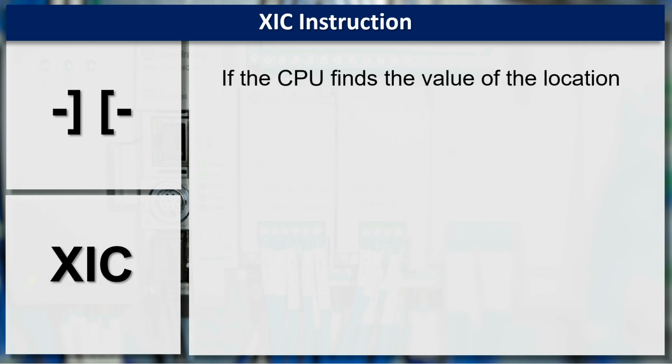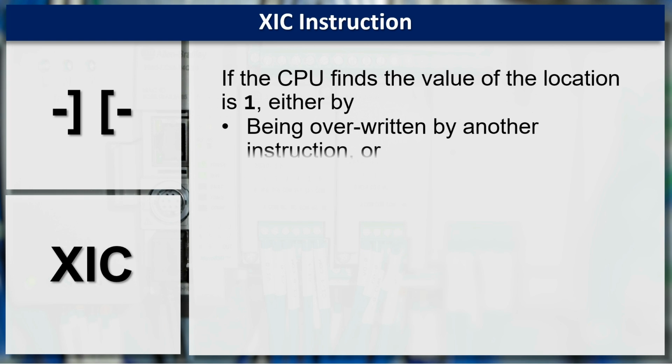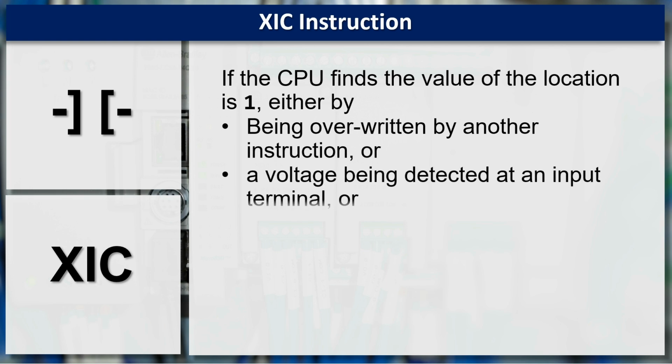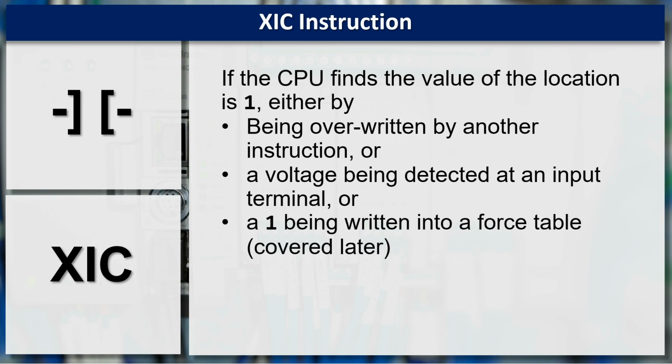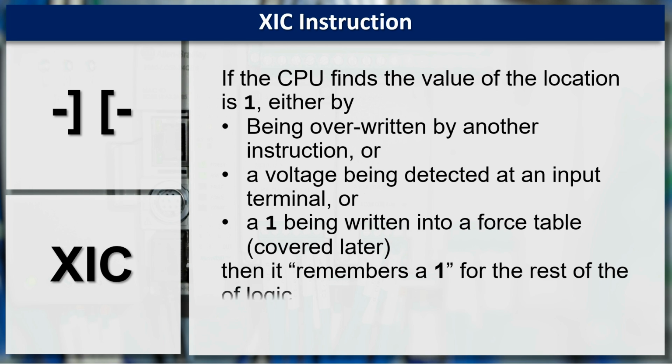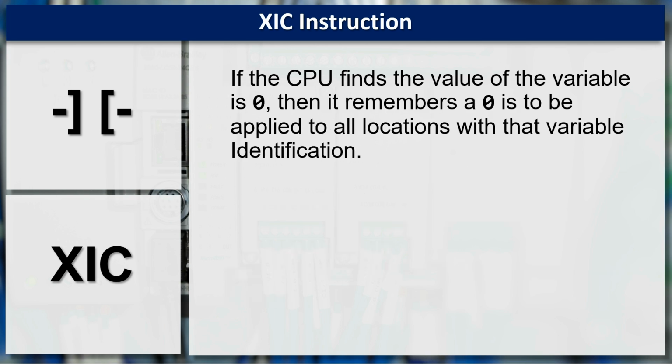If the CPU finds the value of the location is 1, either by being overwritten by another instruction, or a voltage being detected at an input terminal, or a 1 being written into a force table, which we'll cover later, then it remembers a 1 for the rest of the logic. If the CPU finds the value of the variable is 0, then it remembers a 0 is to be applied to all locations with that variable identification.